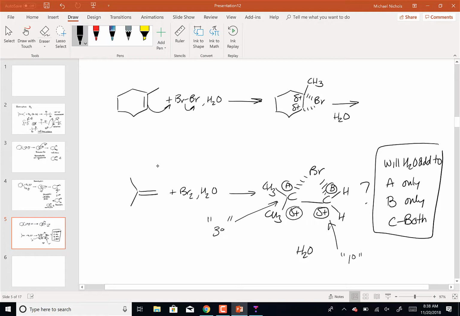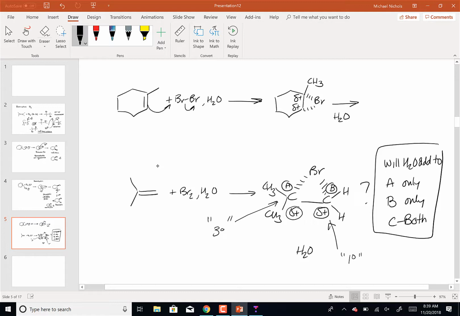And it's kind of weird to think of, because the methyl groups are pushing electron density, but there's still a positive charge there. So there would be more positive charge on A than on B, because it looks like a tertiary carbocation, and B looks like a primary one. Does everybody kind of see that?